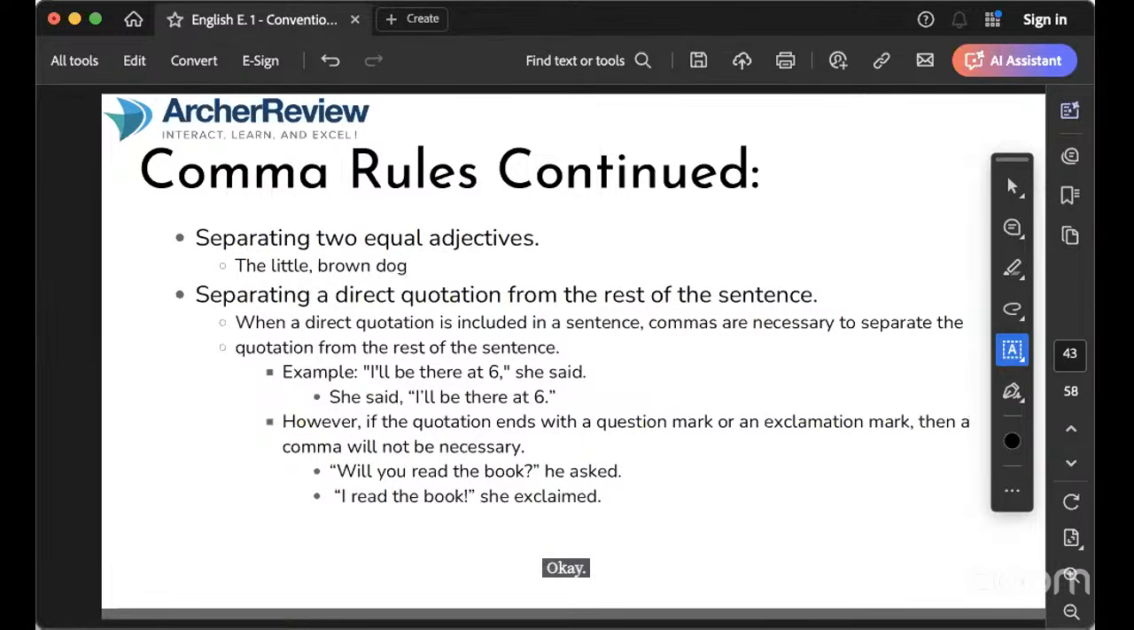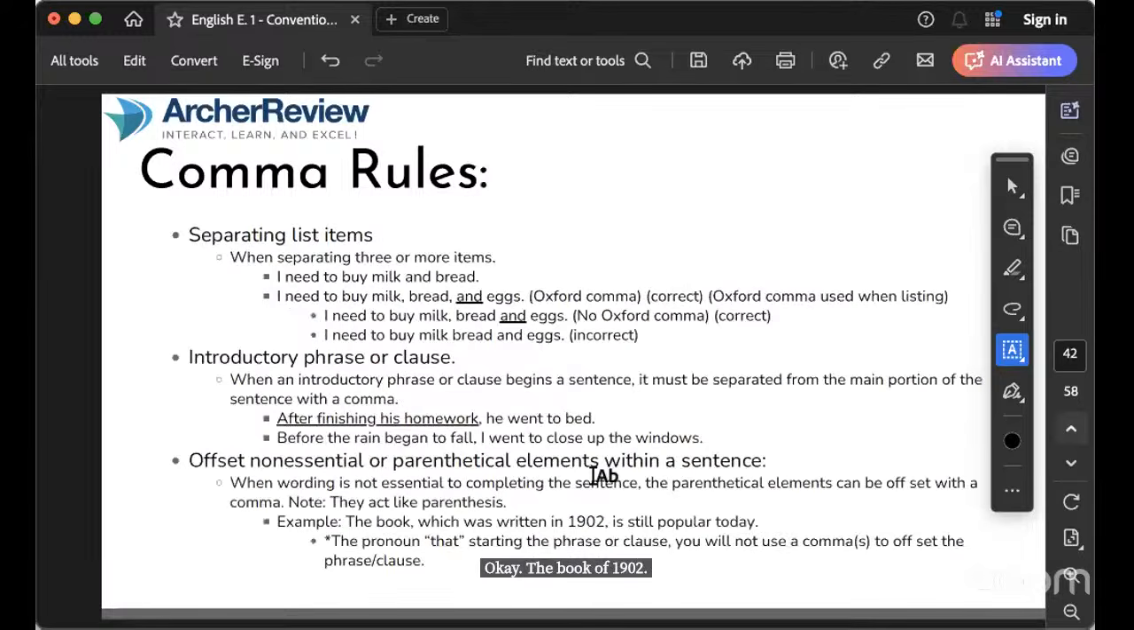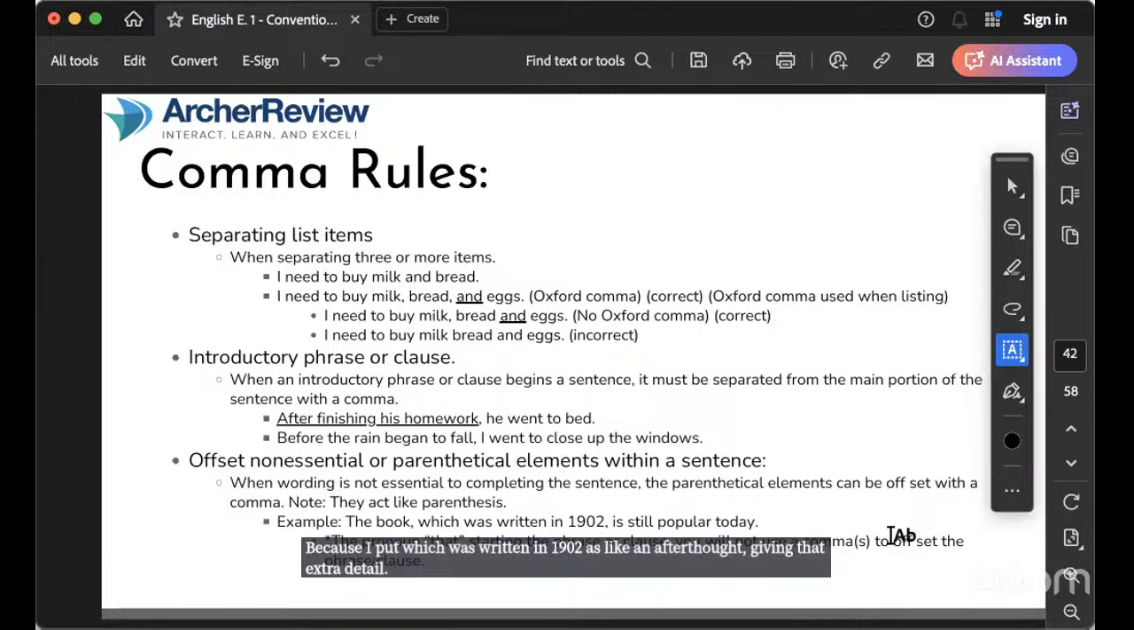The book of 1902. So down here, the book, which was written in 1902, is still popular today. The main sentence is the book is still popular today. Because I put which was written in 1902 as like an afterthought, giving that extra detail right in the middle of the main sentence, I have to add the commas around it to show that it's not part of the main sentence. It's an afterthought. It's extra information.